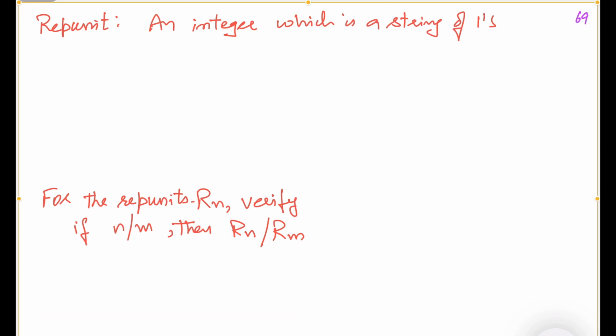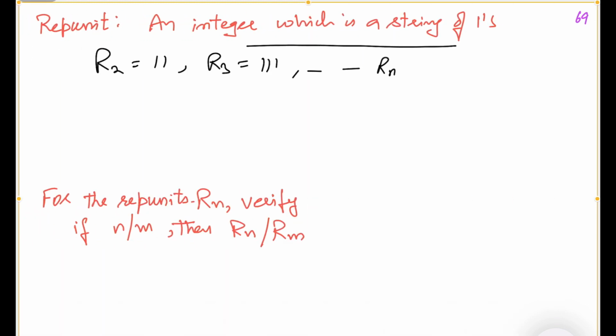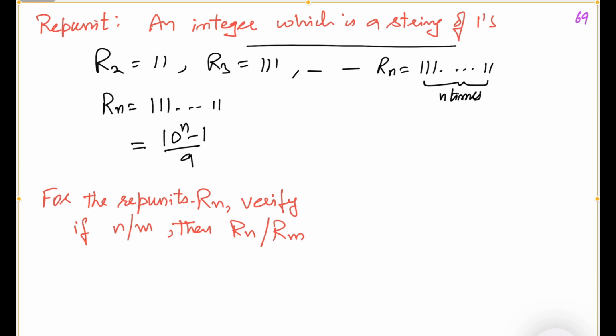The definition: rep unit. An integer which is a string of ones is called a rep unit. For example, R2 is 11, R3 is 111, Rn is n times 1. And very easily we can find that Rn may be written as (10 power n minus 1) by 9 for n greater than or equal to 1.